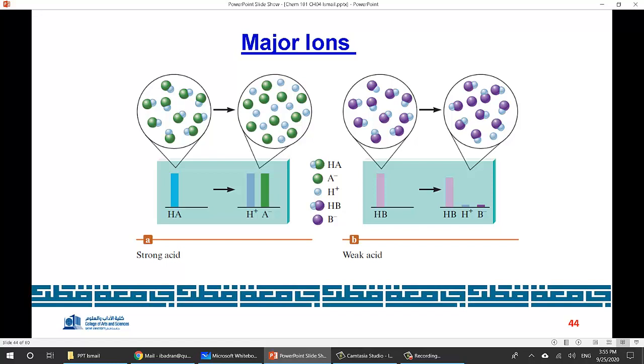This is a continuation of chapter 4, and we are just about to finish the concepts of acids and bases. I really need to discuss the idea of major ions.